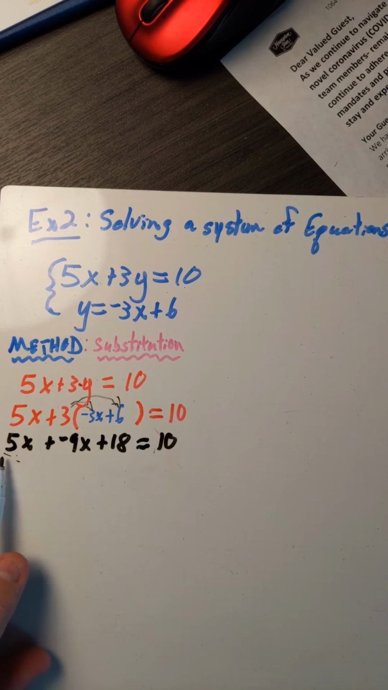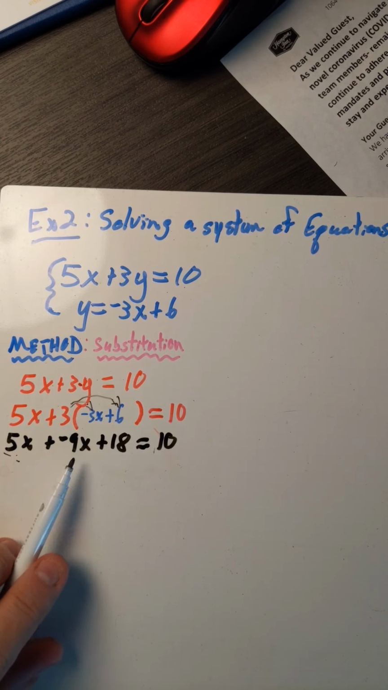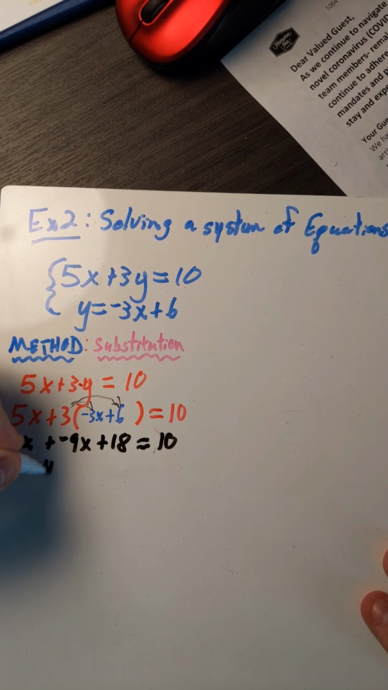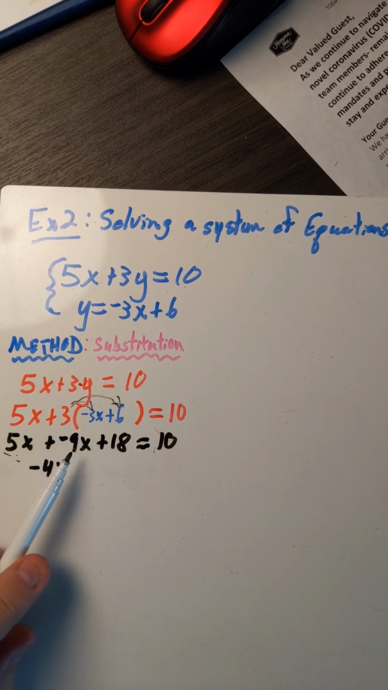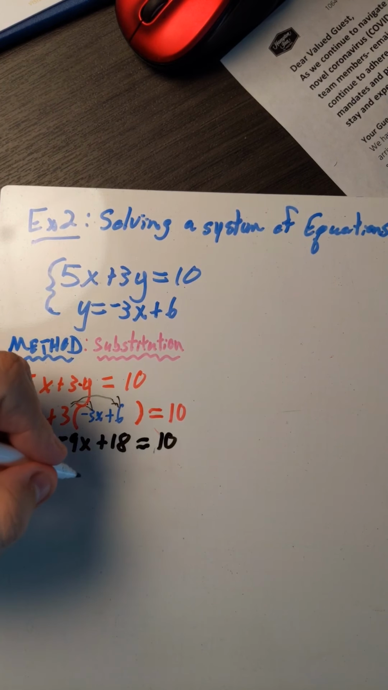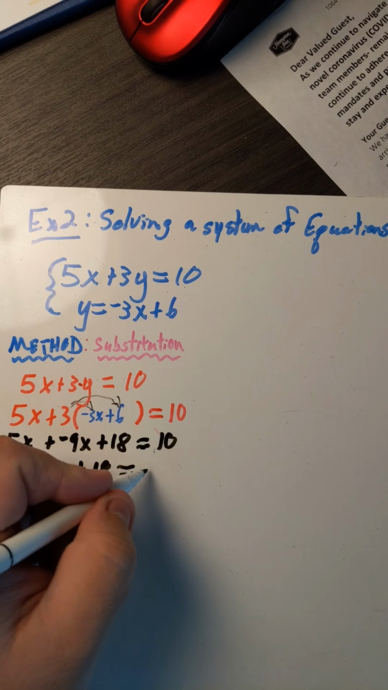I have negative 9x's, and I have a positive 5x. Obviously, since the signs are different, they're going to cancel each other out a bit. We're going to lose 5 of these negative 9x's. So we will end up with negative 4x, right? Negative 9 and a positive 5, that gives you a negative 4 when you combine them. Plus 18, we didn't do anything with the 18 yet, equals 10.